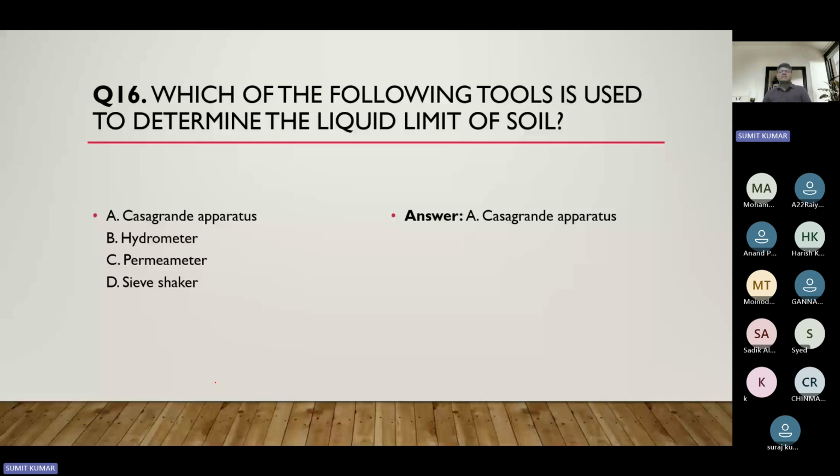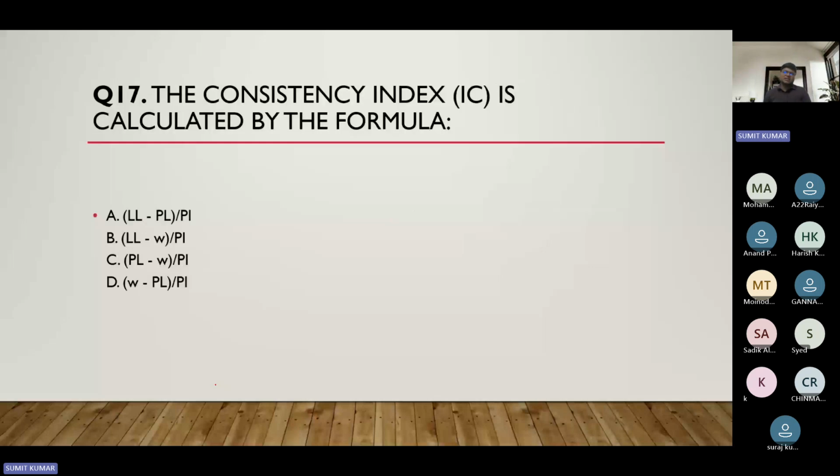Next is the consistency index. IC is calculated by the formula. So consistency index is nothing but liquid limit minus W divided by plasticity index, that is option number B, as I remember. Absolutely.